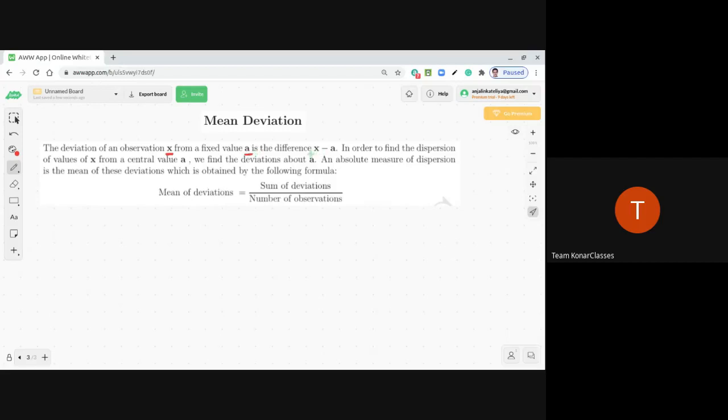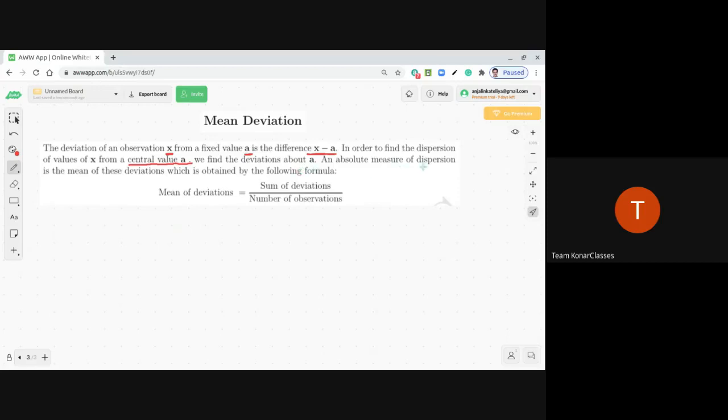The difference is X minus A. The deviation of an observation X from a fixed value A is nothing but X minus A. So in order to find the dispersion of values of X from a central value A, that central value A, dear students, is very meaningful. That central value is denoted by the mean or median. We find the deviation about it.